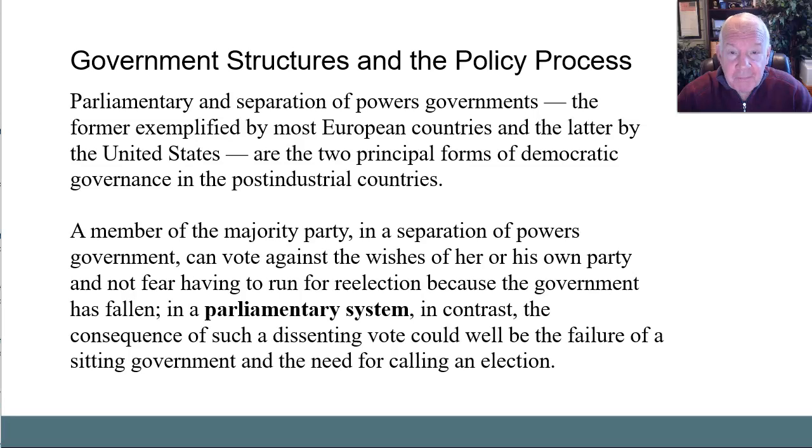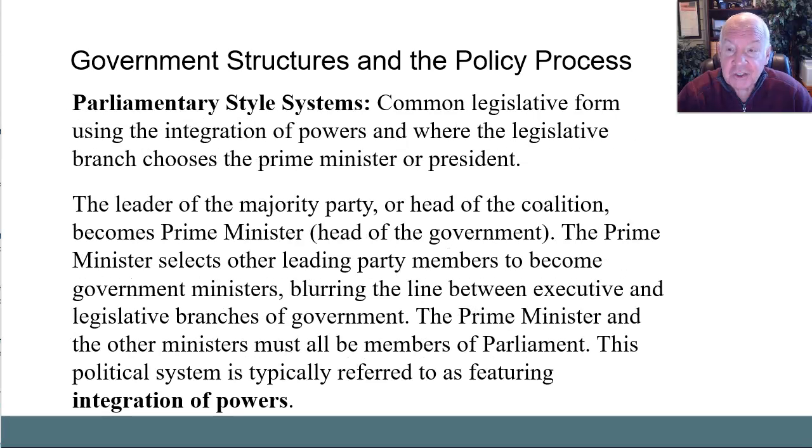Parliamentary and separation of powers governments, the former exemplified by most European countries and the latter by the United States, are the two principal forms of democratic governance in the post-industrial countries. A member of the majority party in a separation of powers government can vote against the wishes of her or his own party and not fear having to run for re-election because the government has fallen. In a parliamentary system, in contrast, the consequence of such a dissenting vote could well be the failure of the sitting government and the need for calling an election.